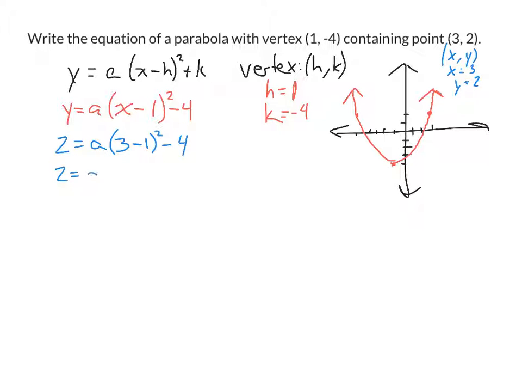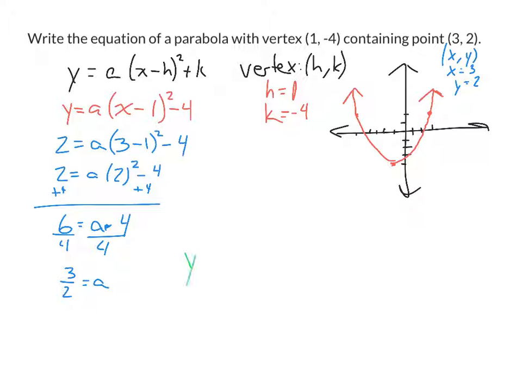So 2 is equal to a times 2 squared minus 4. Add 4 to both sides. So 6 is equal to a times, and I can do 2 squared as well at the same time, 4. That's a times 4. Then if we divide by 4, 6/4 simplifies into 3 halves, and that's what a equals. So we have y equals 3 halves times the quantity x minus 1 squared minus 4. And that's the equation for this parabola.